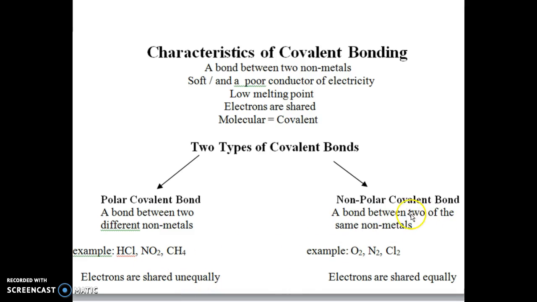Whereas a nonpolar covalent bond is a bond between two of the same nonmetals, like O2, N2, Cl2. We consider those diatomic elements. They travel in pairs, and since they're each bringing the same number of valence electrons to the party, the electrons have to be shared equally.